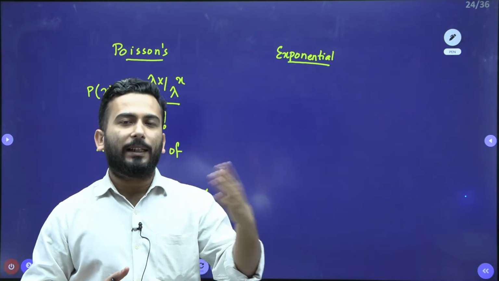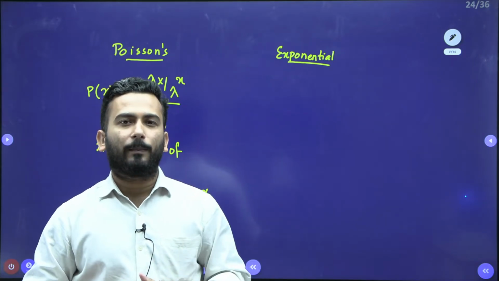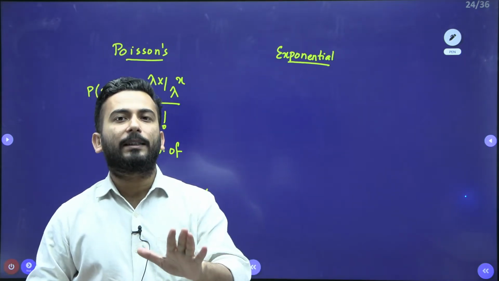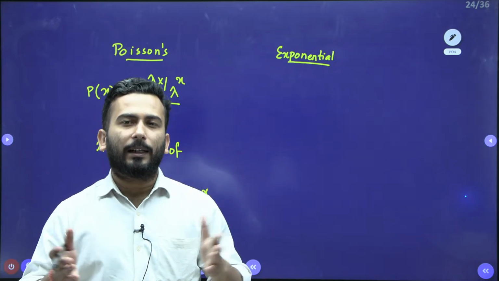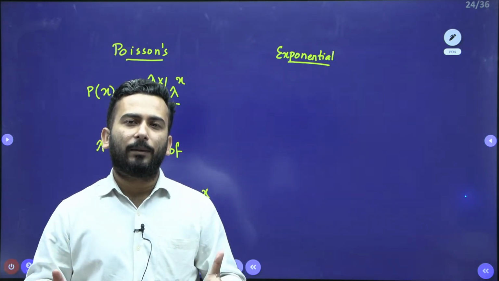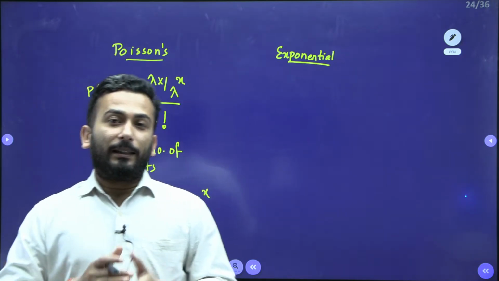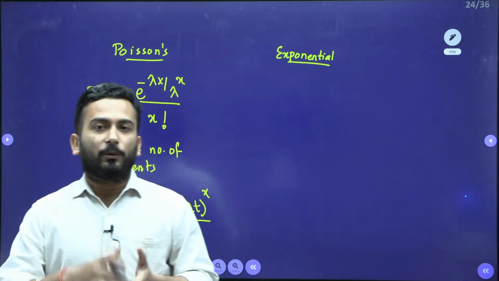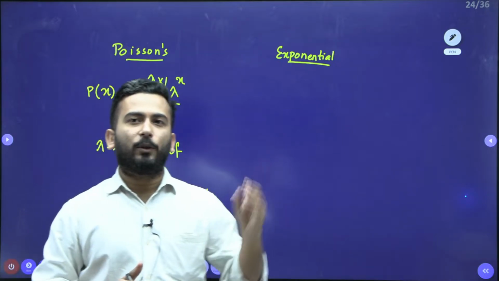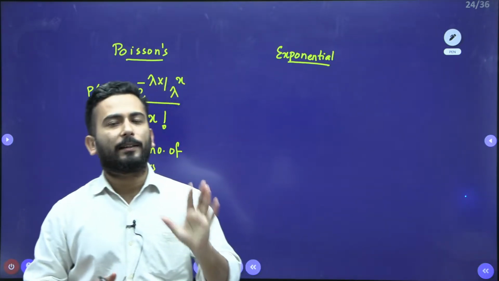Now, can it be 5.5 arrivals? No, it will always be in terms of discrete values: 1 arrival, 2 arrivals, 3 arrivals, 4 arrivals, and so on. Whatever they ask you in terms of arrivals, you will be using Poisson distribution, that is 100% fine.